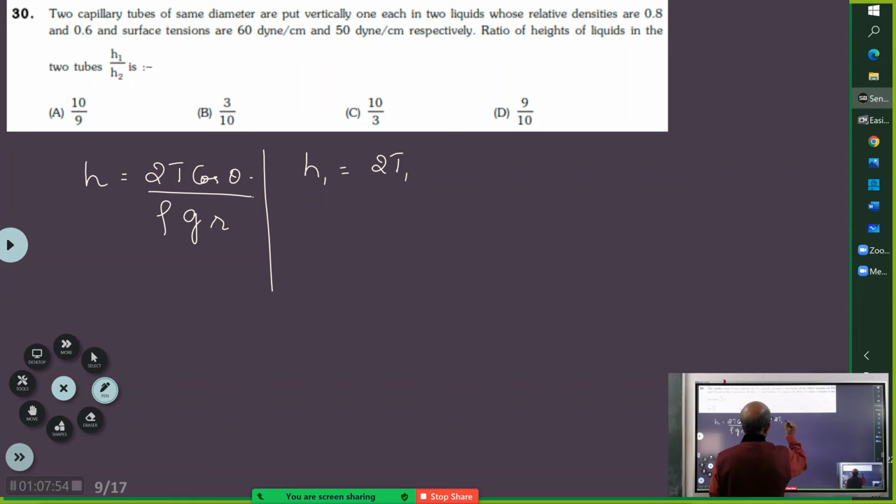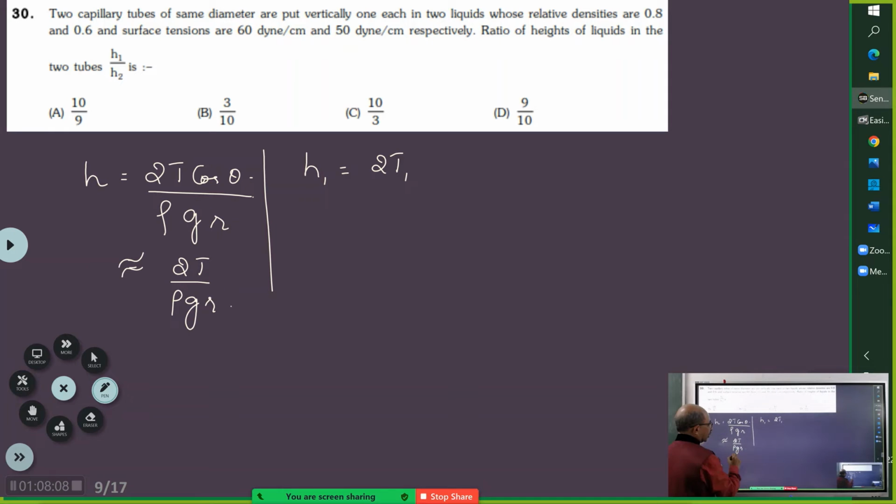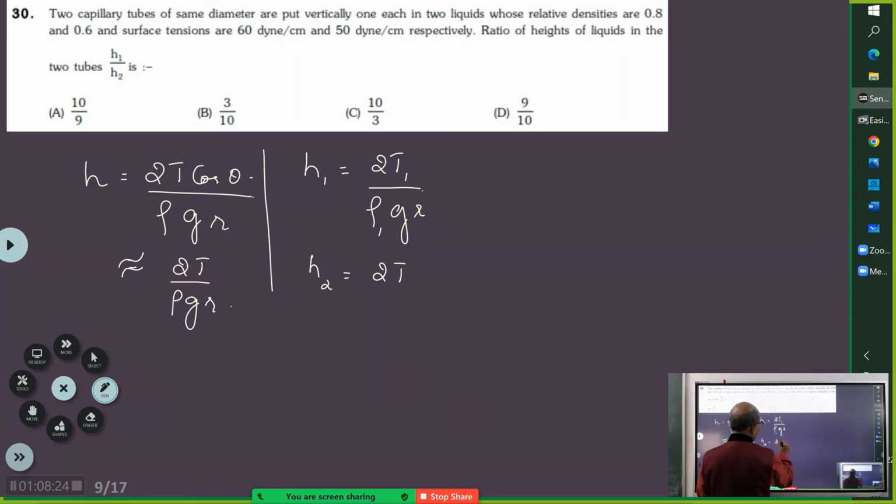Right? Now here we are taking one small approximation. Theta is very small, so for all practical purposes you can take theta to be 0. So this will approximate to be equal to 2T1 by rho1 g r. So you can write it directly like this, and the density becomes rho. g is same, and same tubes of same diameter, so you can keep the r as it is, and h2 will be equal to 2T2 divided by rho2 g r. So now they are asking the ratio of the heights.